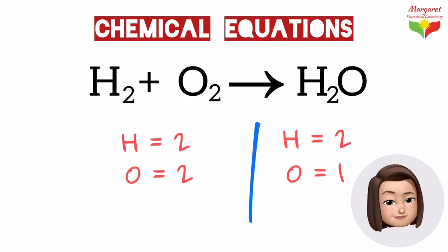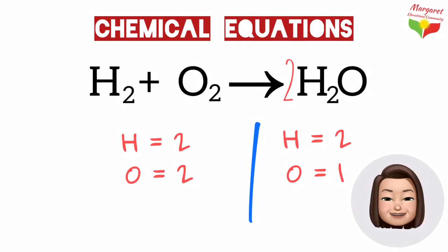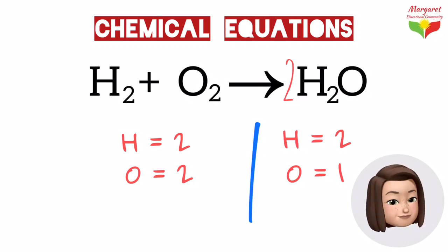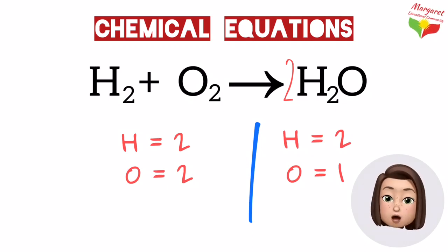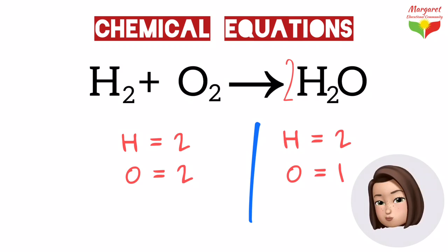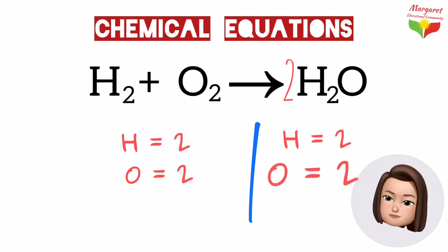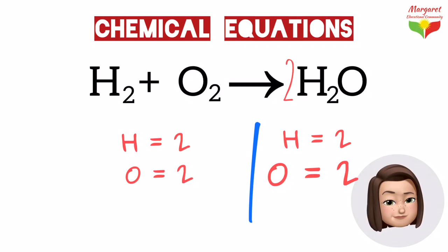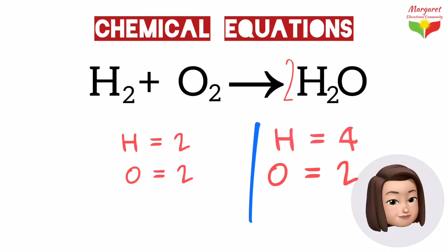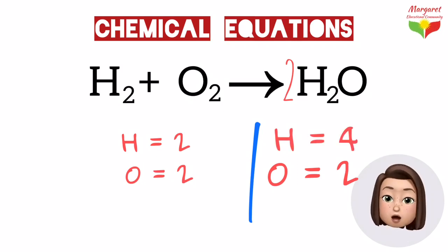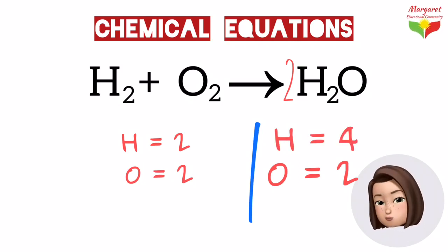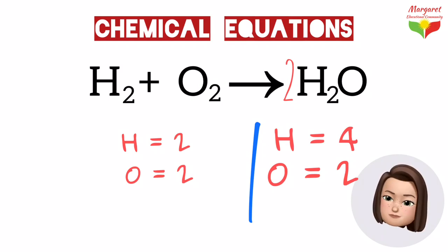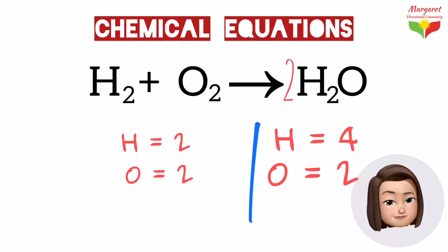How do we balance this? We need to place coefficient 2 in front of H2O just to make the number of oxygen equal to the number of oxygen in the reactant section. Now we have to count the atoms once again. In the reactant section, we have 2 hydrogen and 2 oxygen. On the other hand, we have 4 hydrogen and 2 oxygen. Now the oxygen numbers are balanced, but for hydrogen, you see, we have 4 hydrogen and 2.